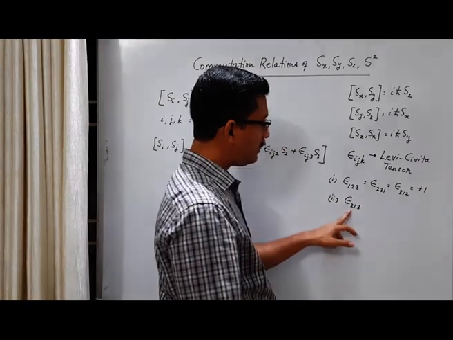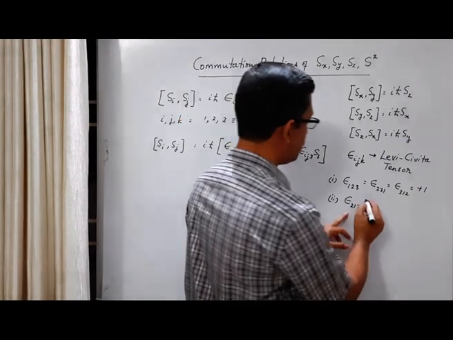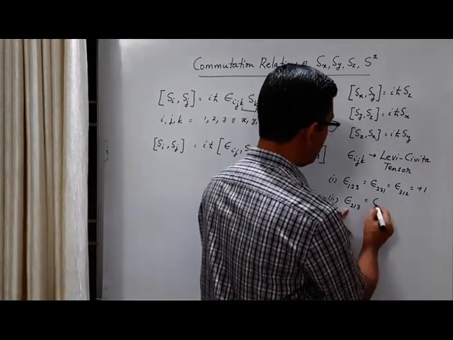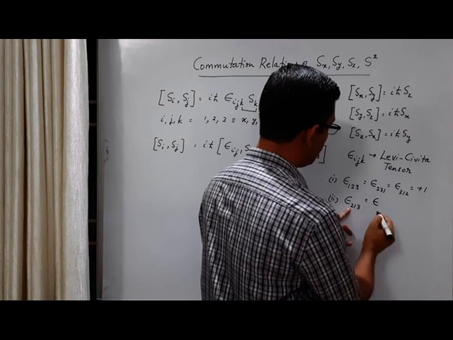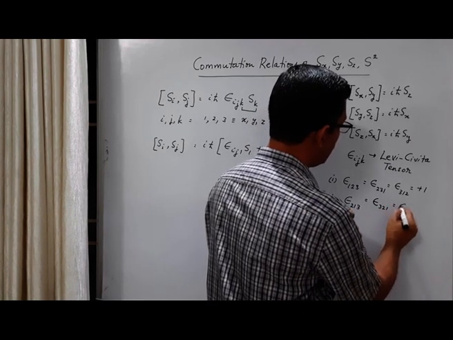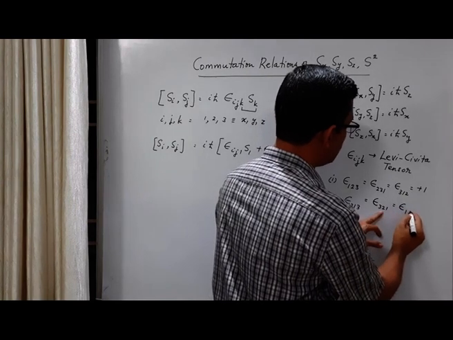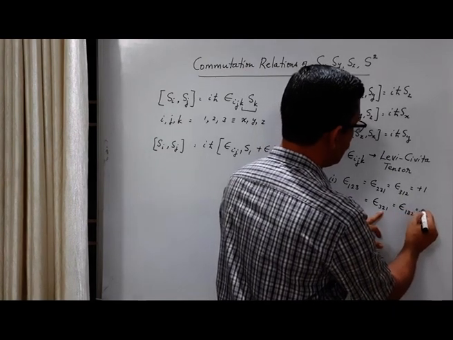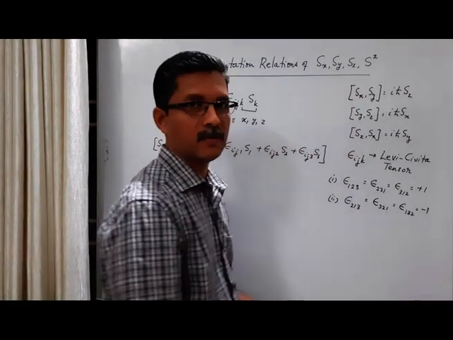Okay, and its cyclic permutations. That means epsilon 2, 1, 3, epsilon next one will be 3, 2, 1. Next cyclic permutation will be 1, 3, 2. All these have the value minus 1.